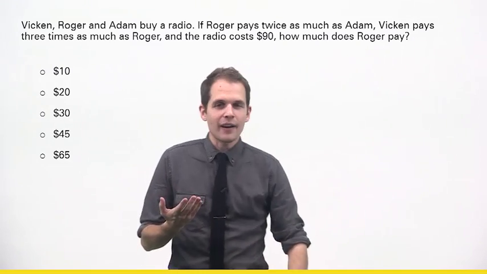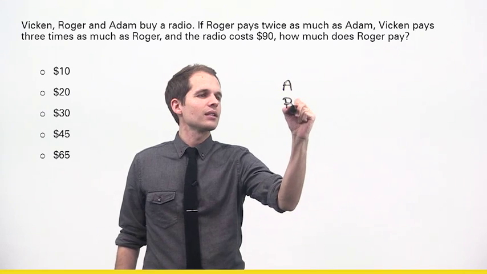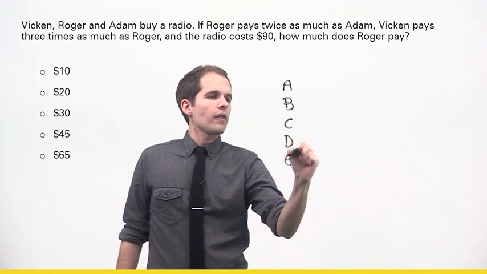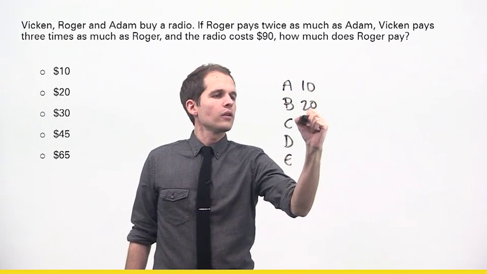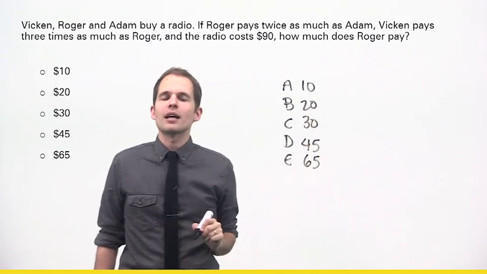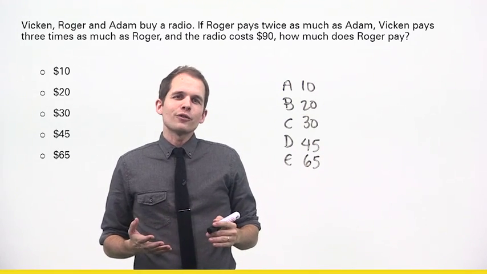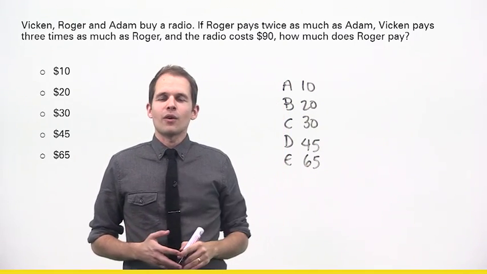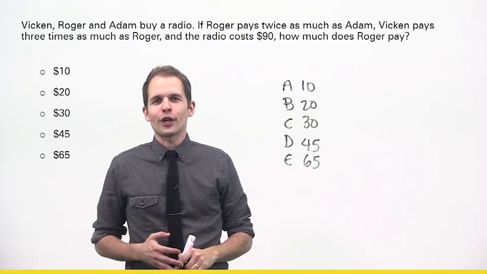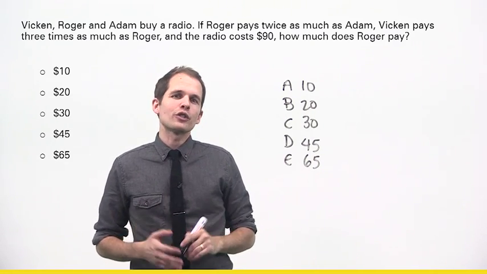So once I've identified that this is plugging in the answers, the next step is to copy down the answer choices. They tell me 10, 20, 30, 45, and 65 are the only possible values for how much Roger pays. And if you'll notice, these answer choices are listed in numerically ascending order. That's a common characteristic of GRE problems. They write them either in ascending or descending order. So we're going to start with C.